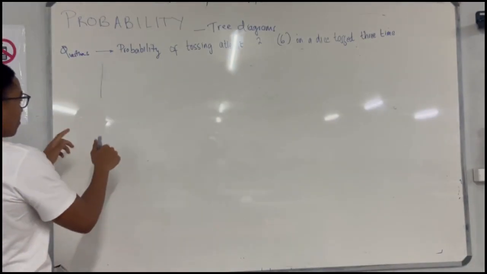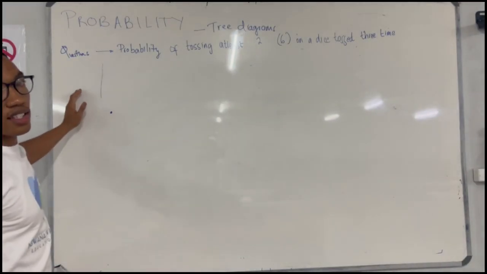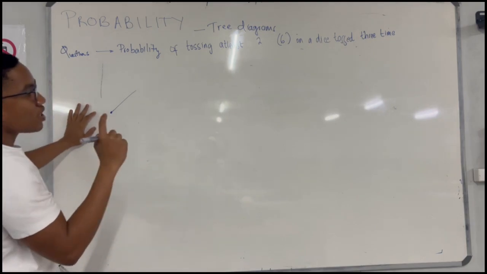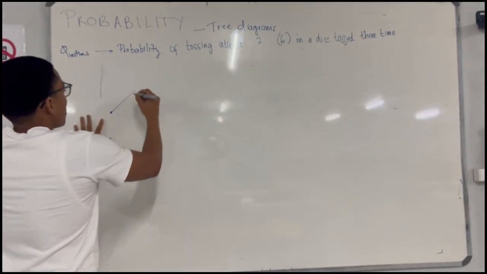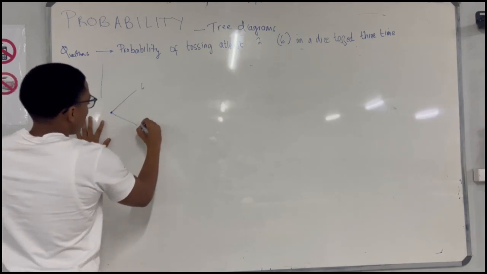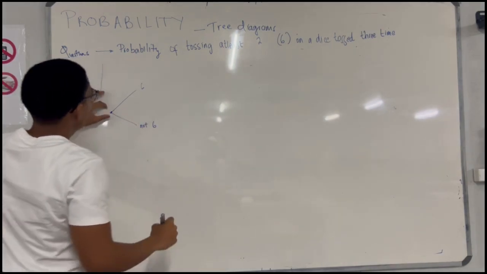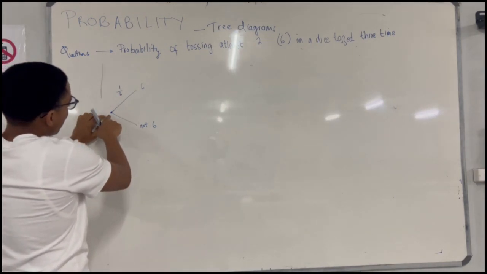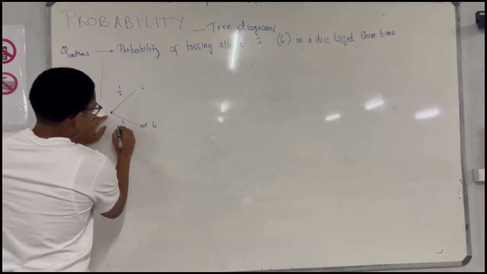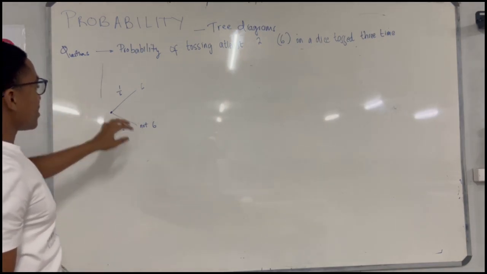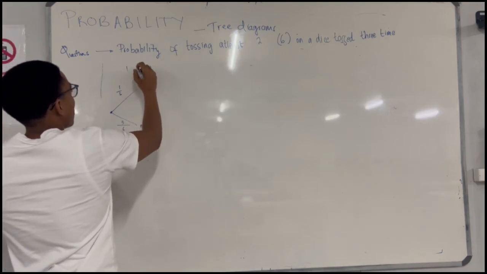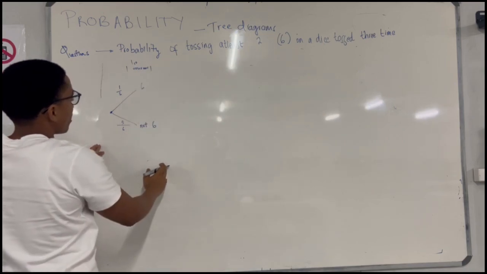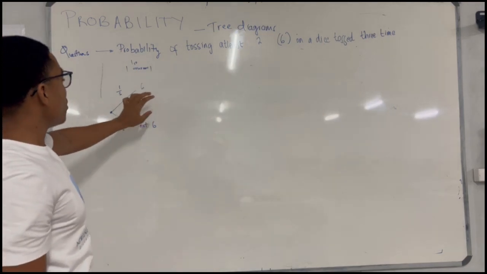So the tree diagram, we start first with the first throw out of 3. The first time it's either you toss a 6 or not a 6. The probability of tossing a 6 is 1 over 6. The probability of not a 6 is 5 over 6. So here is the first occurrence. Then from here we do another occurrence.